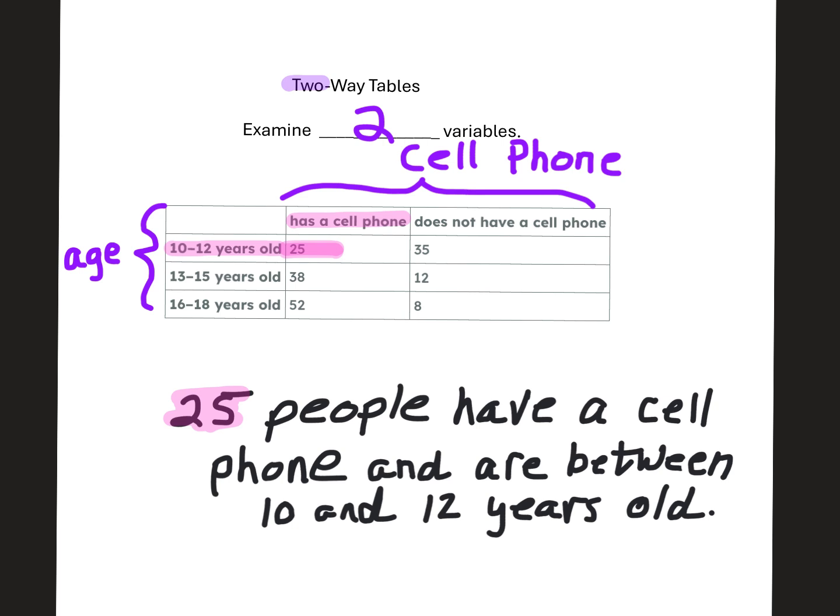And I got that information from looking at the chart. Because those 25 people are right underneath "has a cell phone," so 25 people have a cell phone, and they are between the ages of 10 and 12 years old.